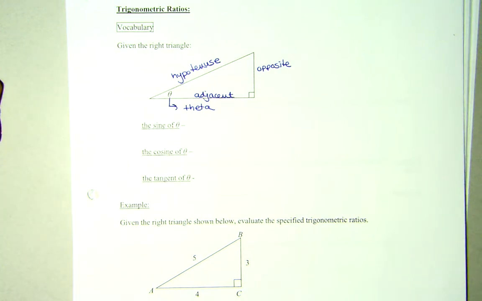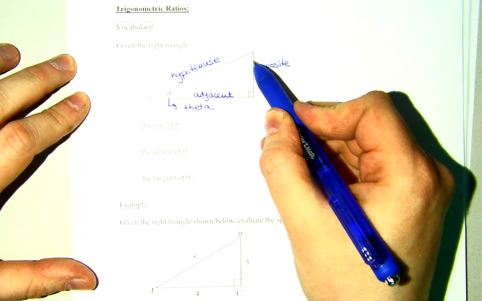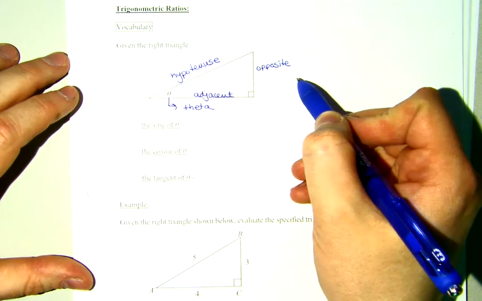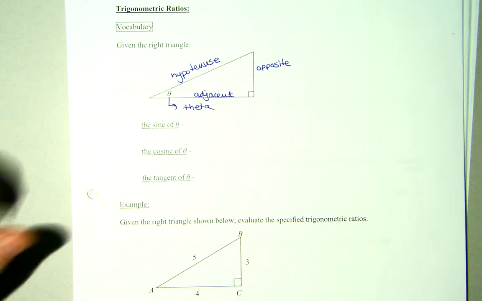Now, if theta was somewhere else, if theta, for example, was up here, I would not call this side the adjacent. This side would then become the opposite, and that would be the adjacent. So it's always relative to where our angle theta is. There are three trigonometric ratios that we need to deal with: the sine of an angle, the cosine of an angle, the tangent of the angle. These are ratios, these are fractions that tell us how sides are related.